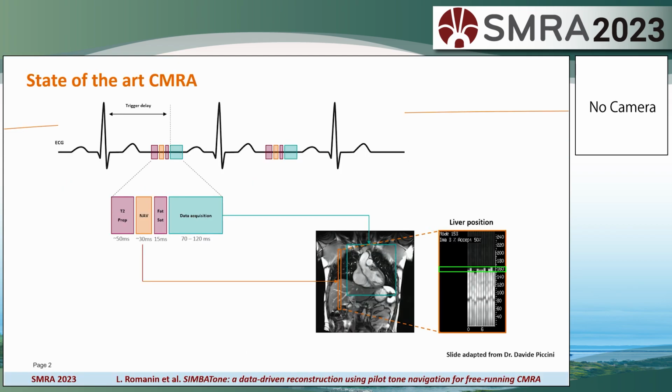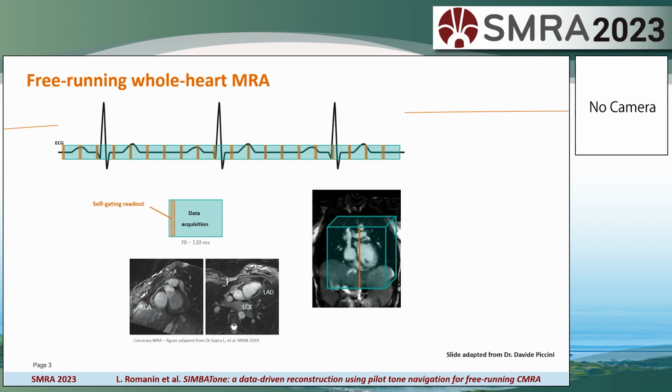So I will focus mostly on CMRA. Traditionally, state-of-the-art CMRA is ECG triggered and navigator gated so that you correct for cardiac and respiratory motion. But you can also perform MRA using free running. So the idea here is that data is acquired continuously, and then the motion correction is performed retrospectively using self-gating readouts that are continuously acquired in an interleaved fashion throughout the acquisition.